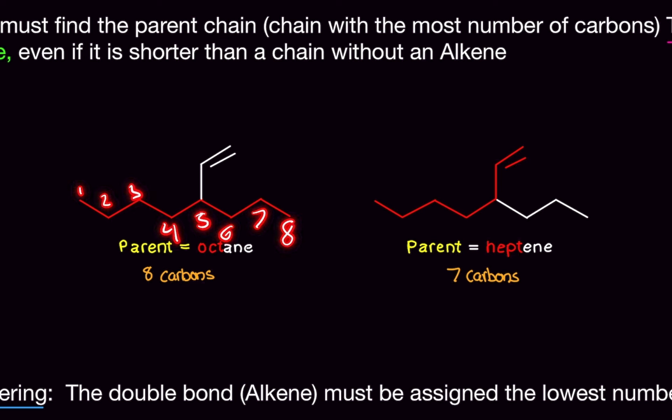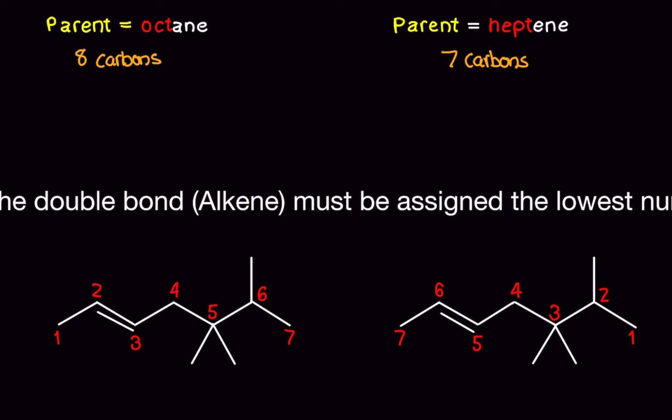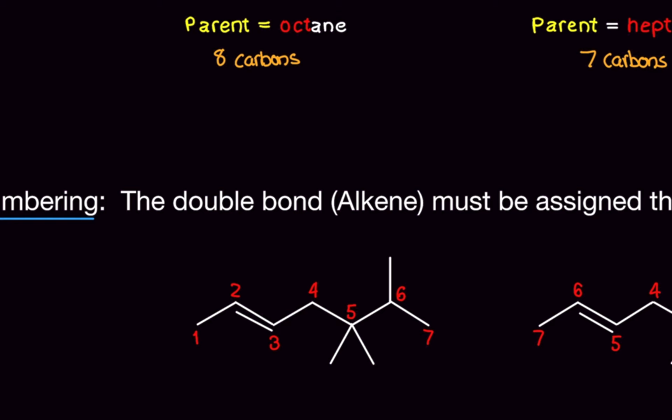All right, numbering alkenes. Alkenes must be assigned the lowest number. Here we have 2 examples. Here I am numbering the alkene, giving the double bond carbon number 2 and carbon number 3. Compared to something like here, where I number from the opposite end, from right to left, giving the alkene carbon number 5 and 6. This is wrong because this needs to be the lowest number possible. The alkene must be as low as possible.